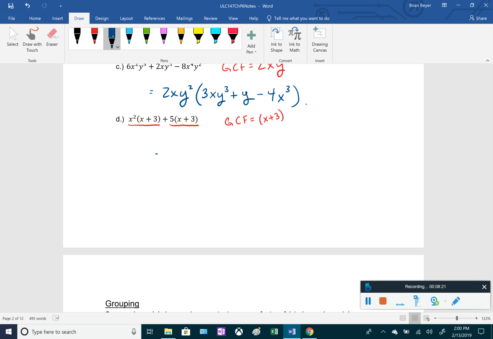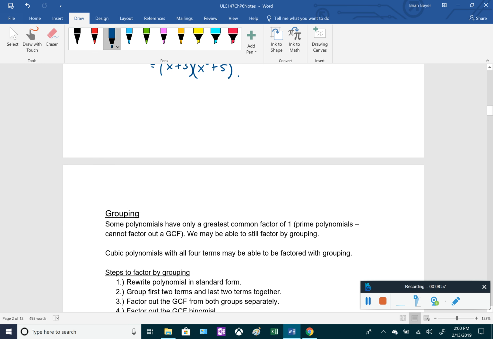It looks a little different because that's a binomial factor, but that's okay. So we're going to pull that out front, factor it out front. When we divide it out, the first term we're left with is x squared, because we divided off the x plus 3. Second term, we're left with the 5. So we're left with x squared plus 5. It looks a lot different, right? Because we factored out a binomial rather than a monomial, but it's the same process. So that is GCF, factoring, greatest common factor.